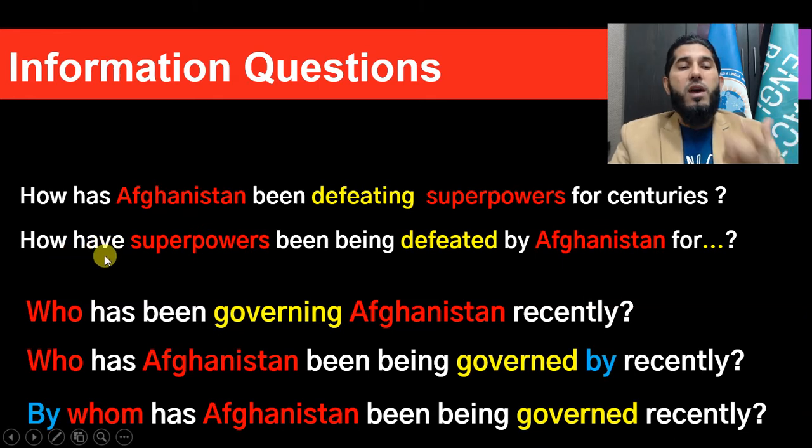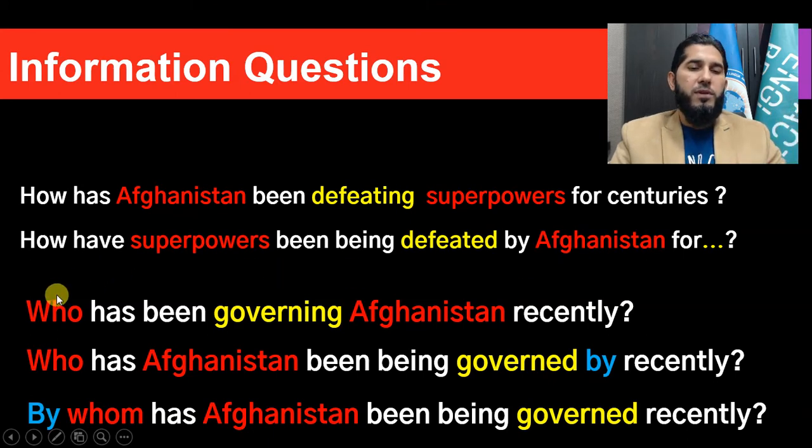So how have superpowers been? Then you only add one more auxiliary, being, and you change the main verb to the third form, past participle form, defeated by Afghanistan for centuries, let's say. So how have superpowers been being defeated by Afghanistan for centuries? This is your passive form.